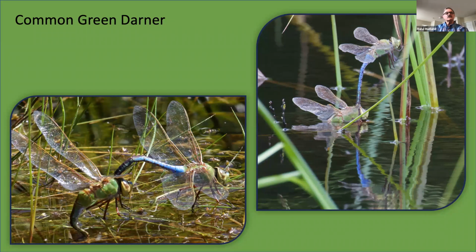The other darner we see, and certainly our largest darner, is the common green darner. And they often lay eggs in tandem. The male will stay attached to the female on the back of the head. What's interesting is this is one of the species that will actually totally submerge to lay their eggs. This is, I suspect, some protection from predation. If their eggs are below water level, they're less likely to be predated on.